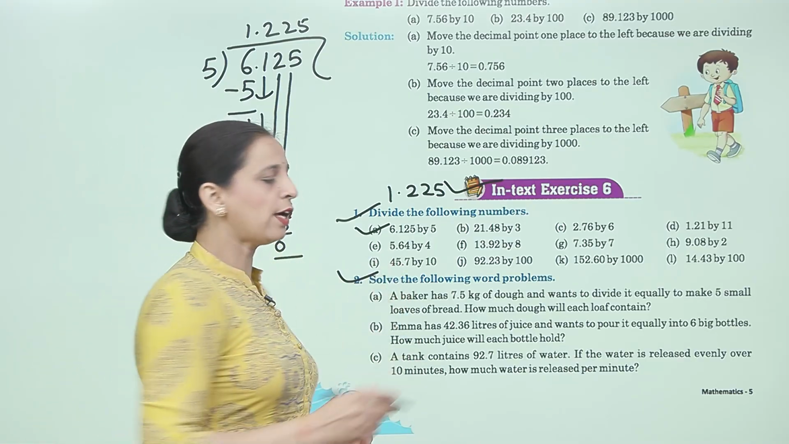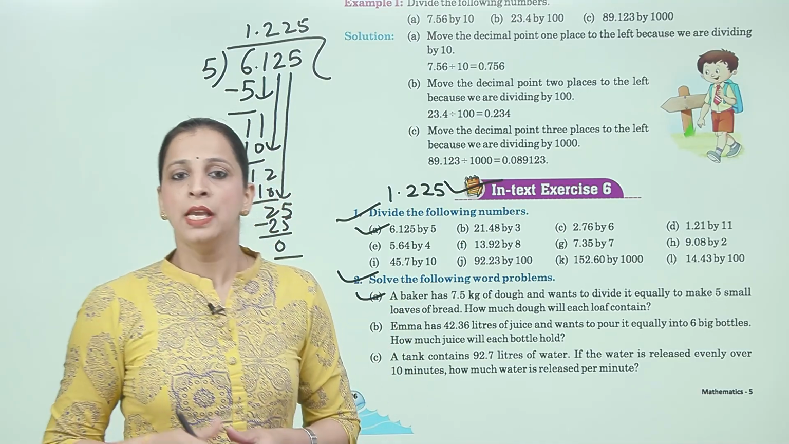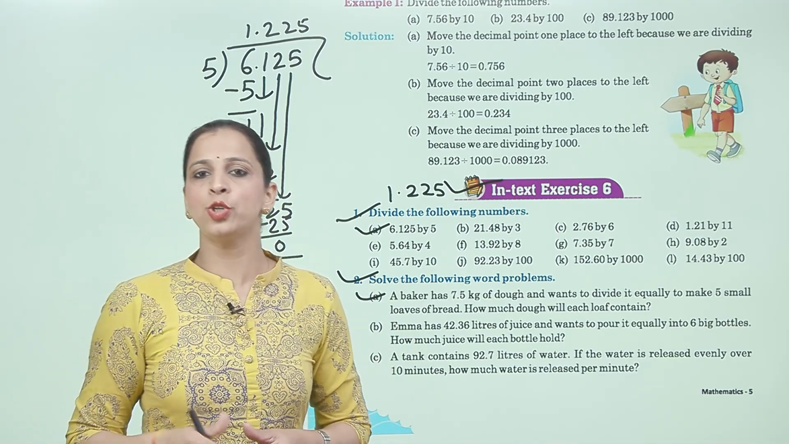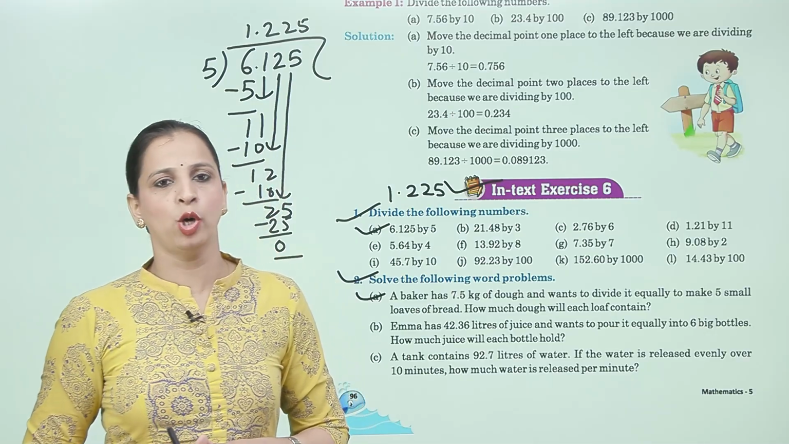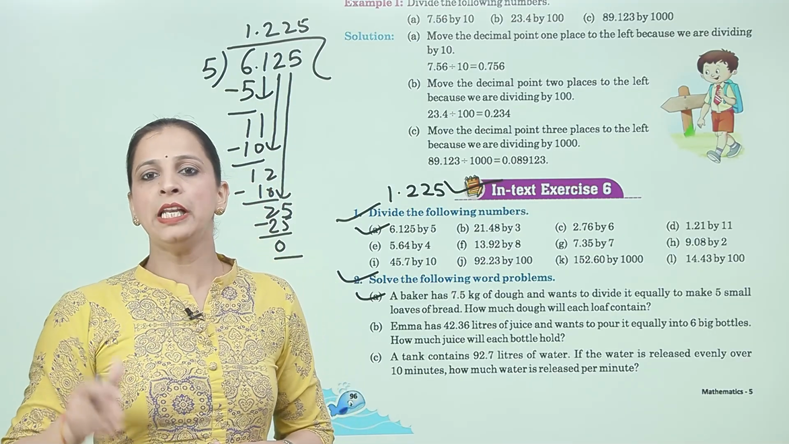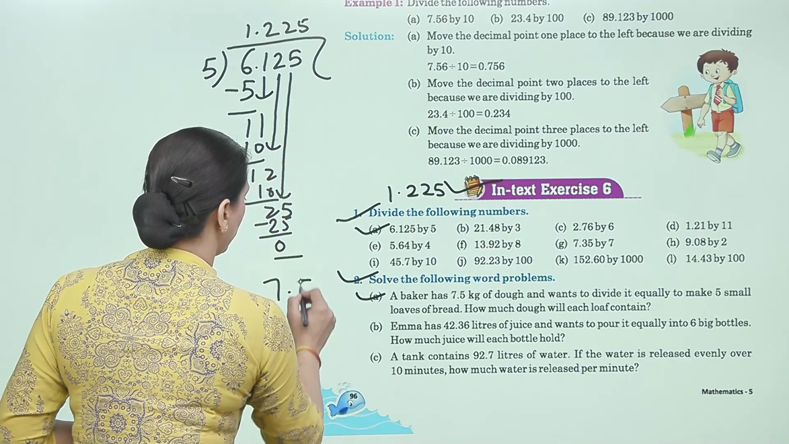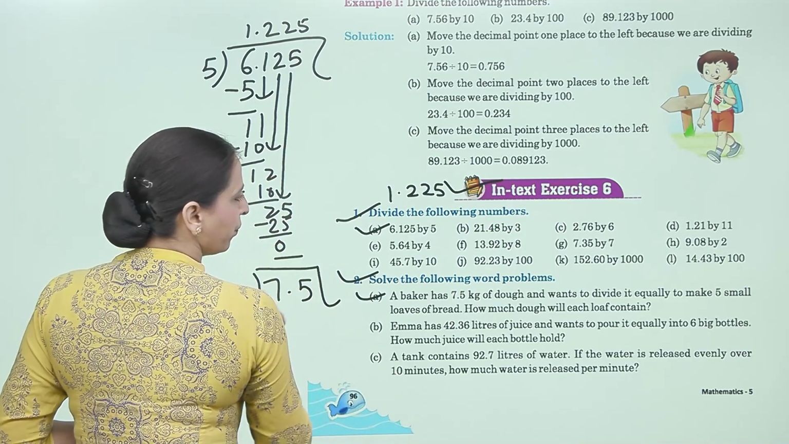Now question number 2, solve the following word problem. A part, a baker has 7.5 kg of dough and wants to divide it equally to make 5 small loaves of bread. How much dough will each loaf contain? So we have to divide. So 7.5 divided by 5.